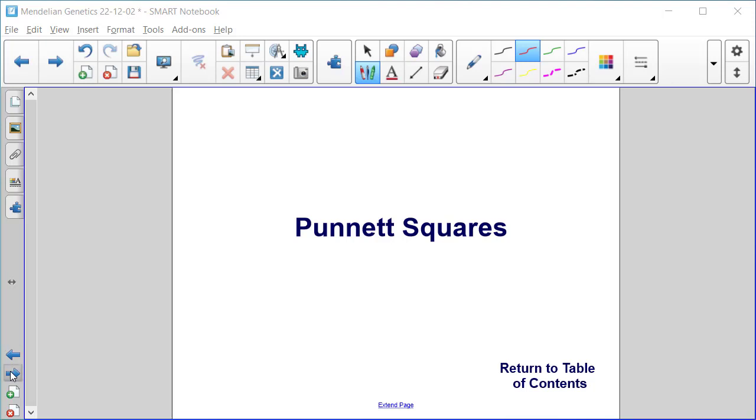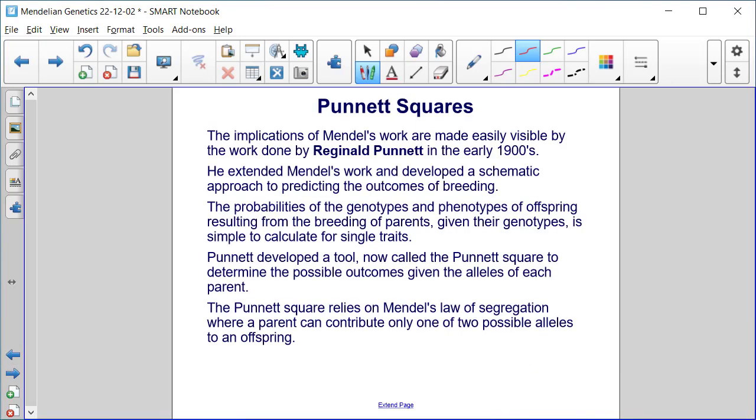Punnett squares. The implications of Mendel's work are made easily visible by the work done by Reginald Punnett in the early 1900s.